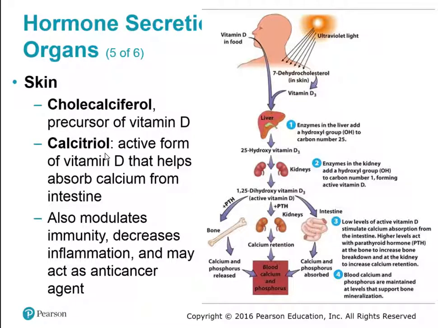Vitamin D is important in calcium absorption from the intestines. It also helps to modulate the immune response, decrease inflammation, and may act as an anti-cancer agent. So vitamin D is going to be important for bone health and calcium levels.